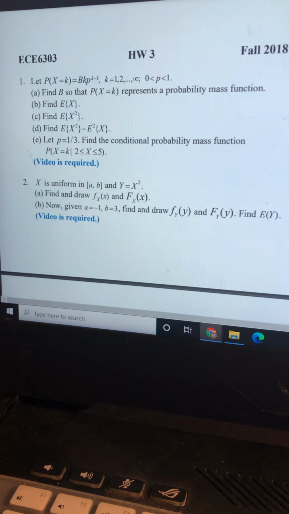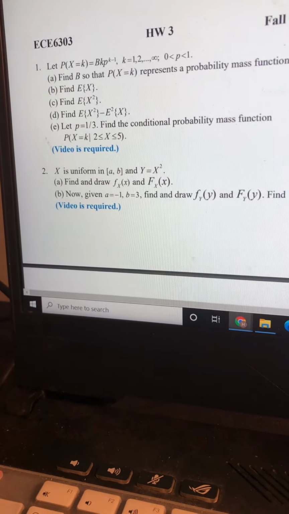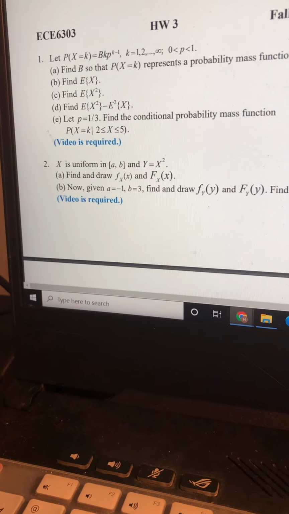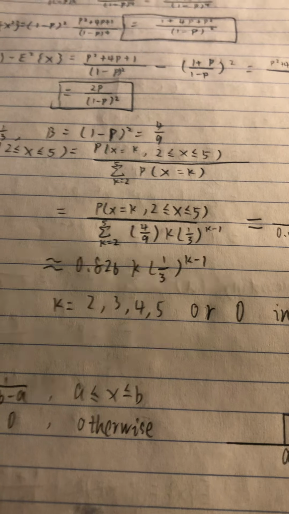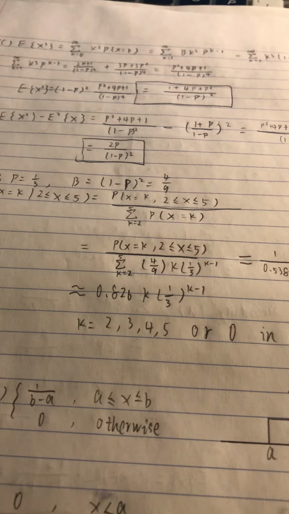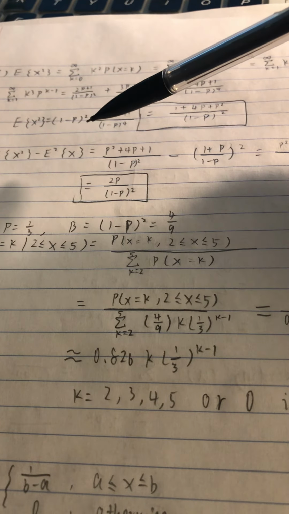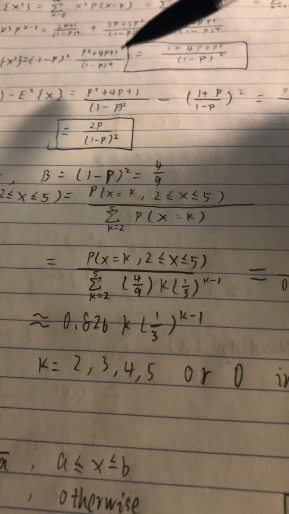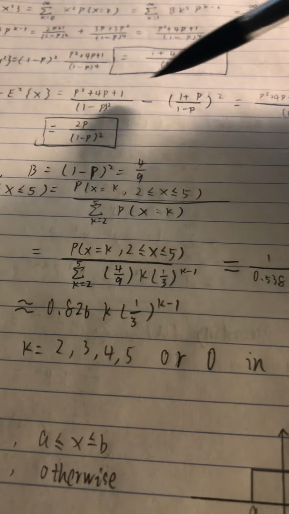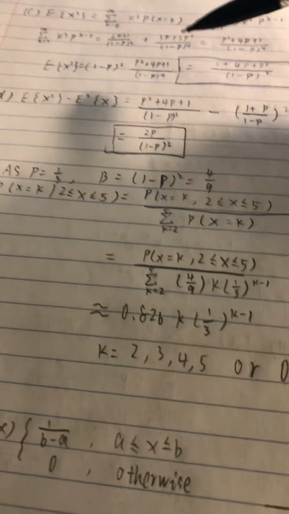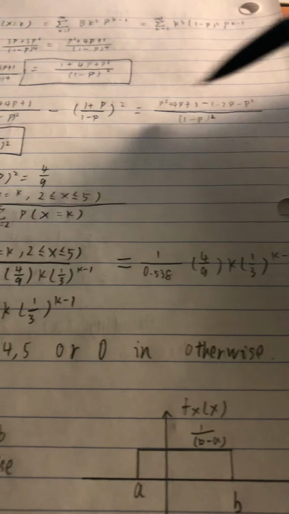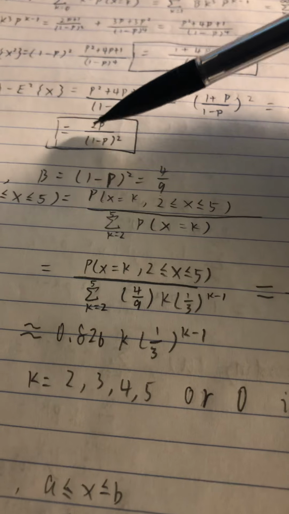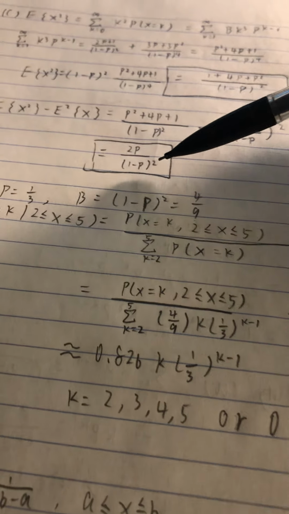And question D is asking us to calculate EX to the power of 2 minus the square of EX. So let's see part D. Since we already got EX to the power of 2 and the square of EX, which we got in part B, we just take them into the function, and usually to calculate, our result is 2p over 1 minus p to the power of 2.